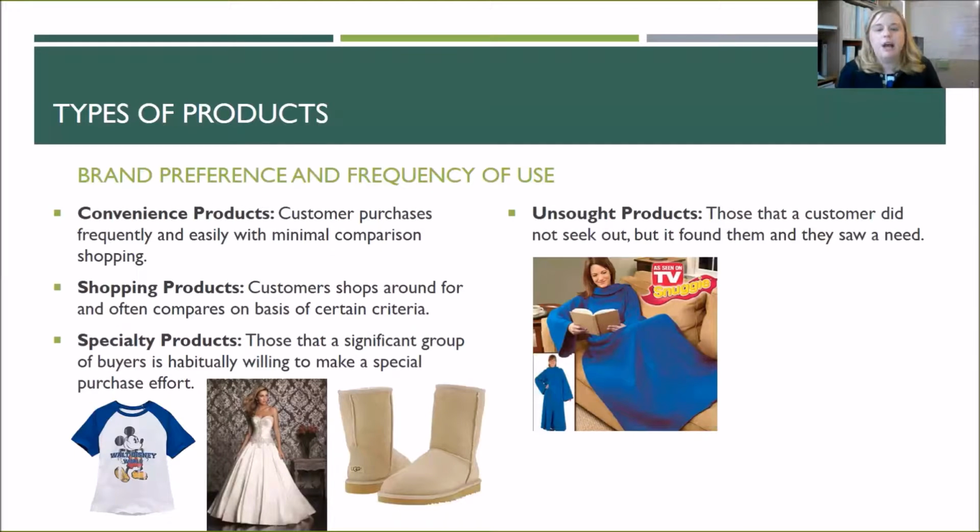And then lastly, for types of products, we have the classification of brand preference and frequency of use. And there's 4 types of products under this classification. The first is a convenience good. So these are goods that the customer purchases both frequently and very easily. And another key piece of this type of product is that customers purchase it with minimal comparison shopping, if any at all.